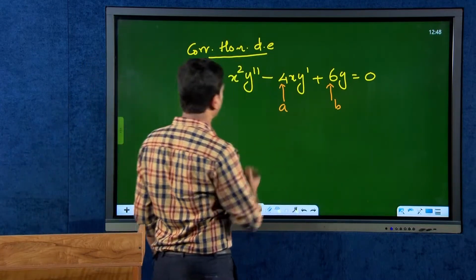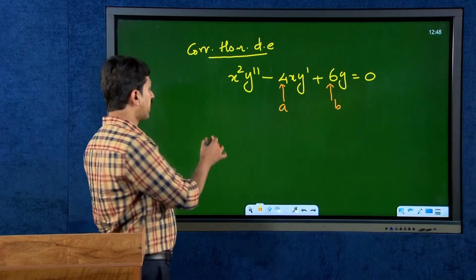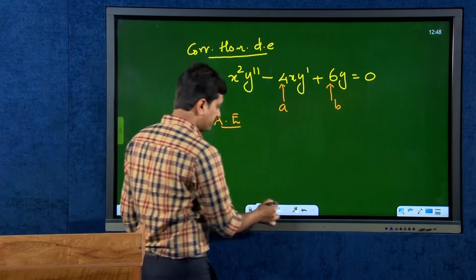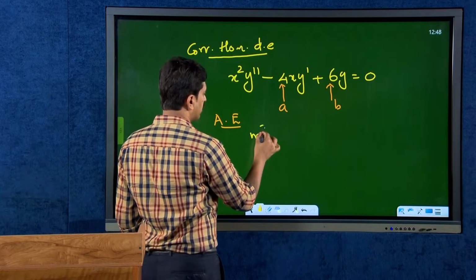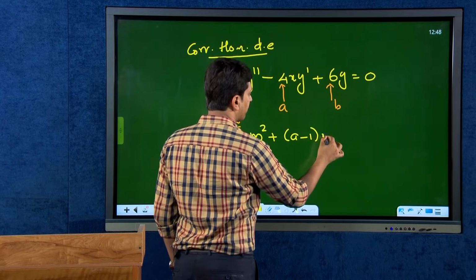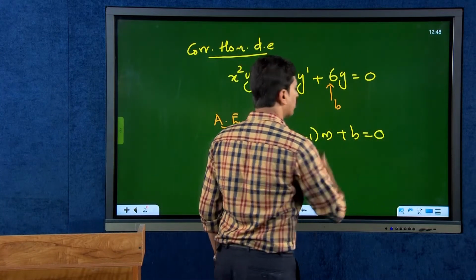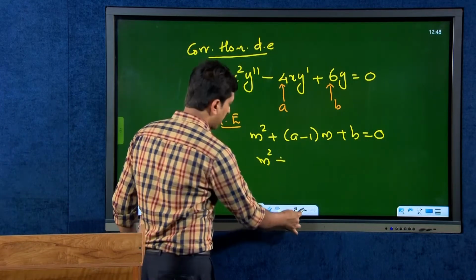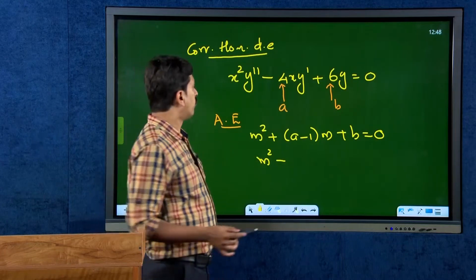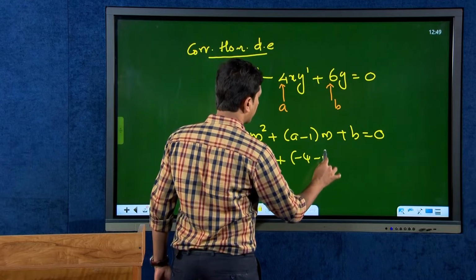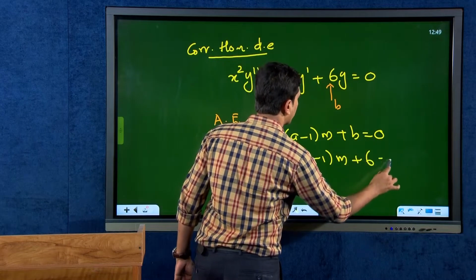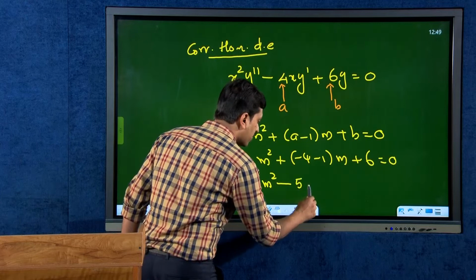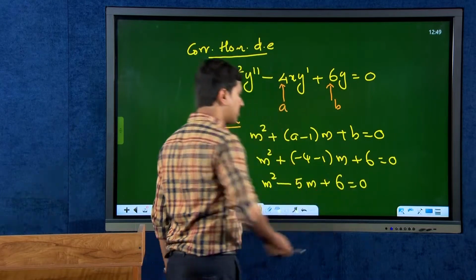So, dear students, we can use the auxiliary equation to find the general solution. The auxiliary equation is m square plus (a minus 1) m plus b is equal to 0. Here the value of a is minus 4, so minus 4 minus 1, into m, plus 6, since b is equal to 6. So the auxiliary equation is m square minus 5m plus 6 equal to 0.